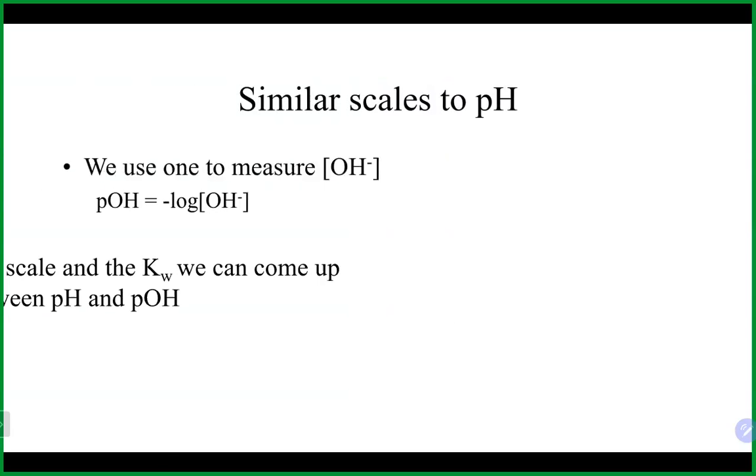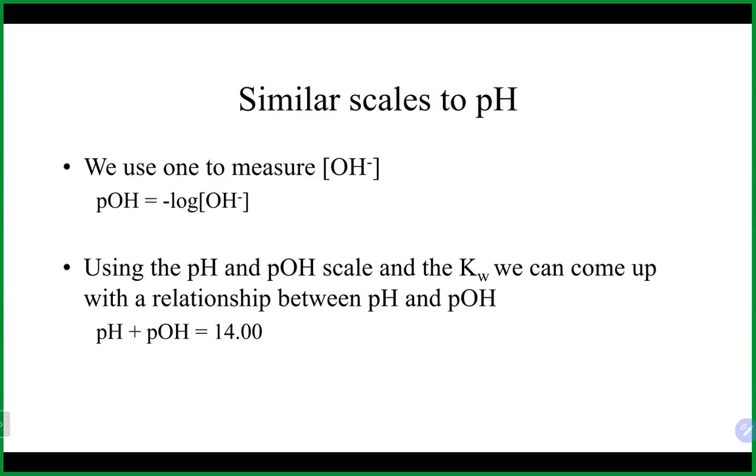We sort of got ahead of ourselves there a second ago, but there's a very similar scale to pH which measures the OH minus concentration. That is the pOH, and you calculate it by taking the minus log of the OH minus concentration. It tells you in the name, pOH, you need the OH minus concentration. For pH, you need the H plus concentration.